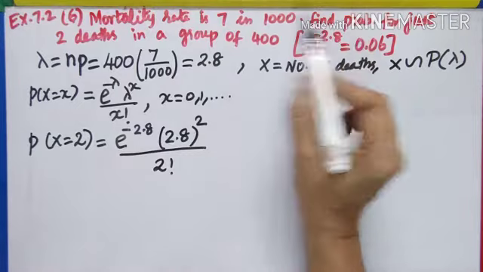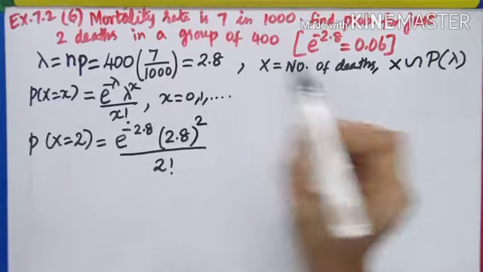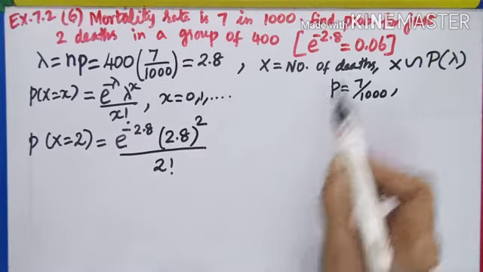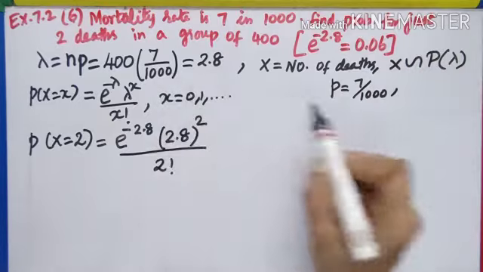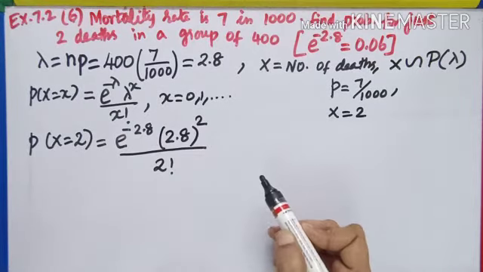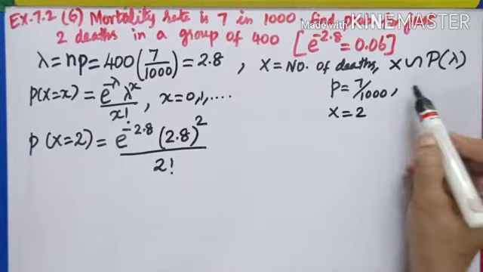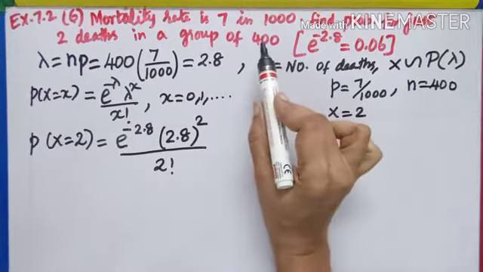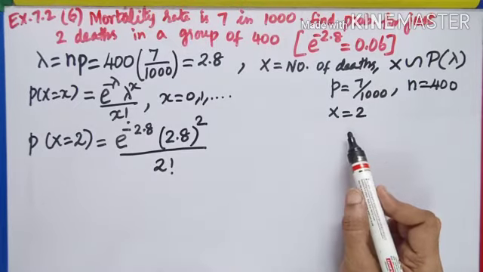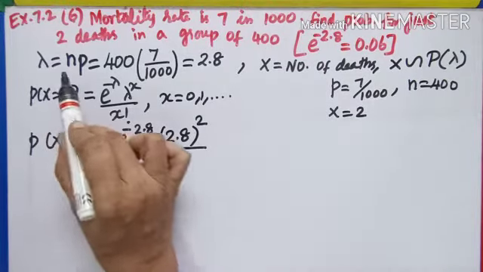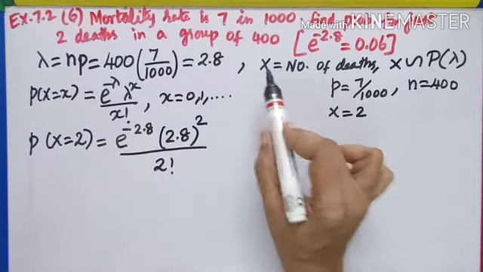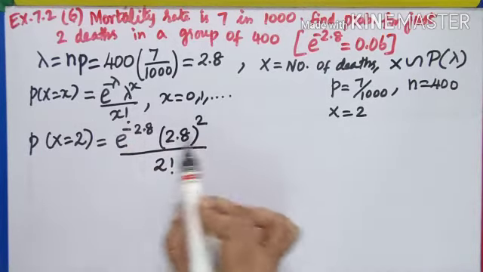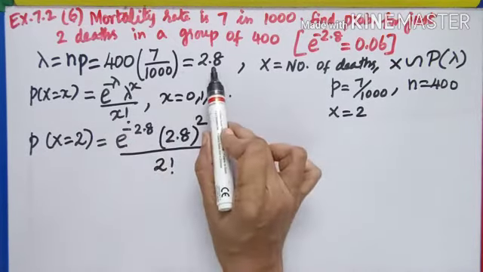As I read the problem, 7 in 1000 is the rate, which tells me p is equal to 7 by 1000. Find the probability for just 2 deaths, which tells me x is equal to 2. In a group of 400 tells me n is equal to 400. As we read the problem, identify n, p, x. Then lambda is n into p, and we write x from the last line. What is Poisson distribution? We must recall this formula. Wherever lambda comes, substitute the value.